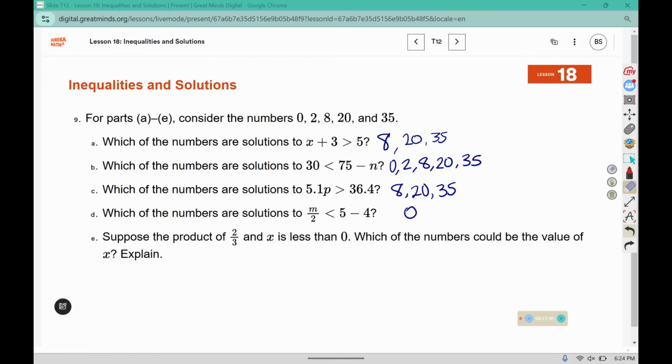Suppose the product of 2/3 and x is less than 0. Which of the numbers could be the value of x? Explain. Well, if we put a 0 in here, 2/3 times 0 is 0. 0 is not less than 0. And if I replace this with anything larger than 0, I'm going to get something that gets bigger and bigger. So none of these values will make the inequality sentence true.